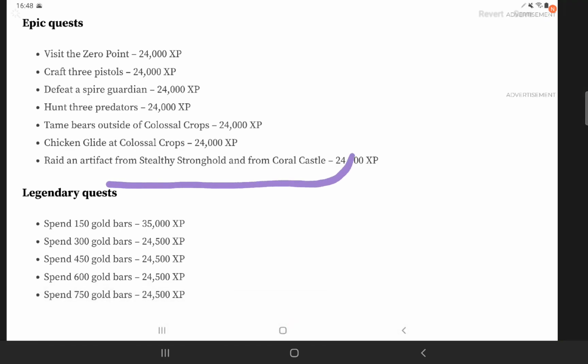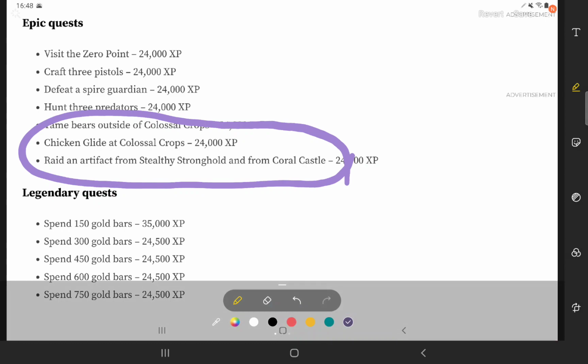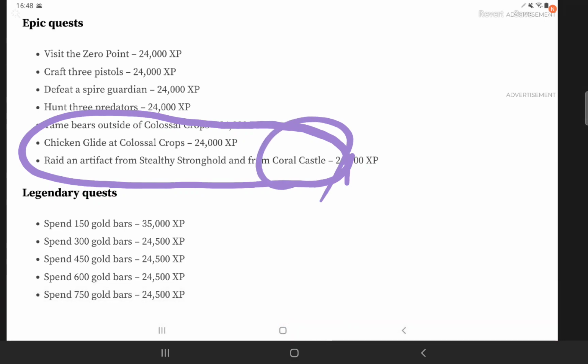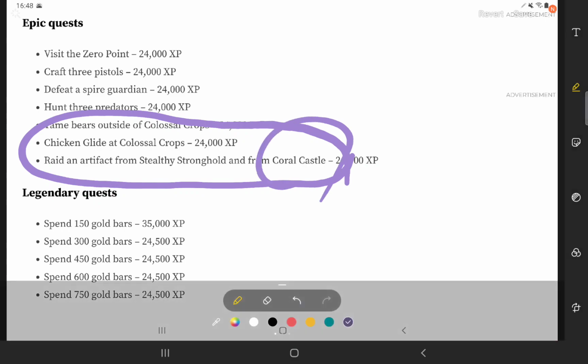And then we finish with raid an artifact from Stealthy Stronghold and from Coral Castle. Probably I will post a video about this. We will see when the challenge comes out. But there are two close locations. Stealthy Stronghold is where there's Lara Croft with the wood around, and there was a predator in season 5. And Coral Castle is right next to it, under the ground level.